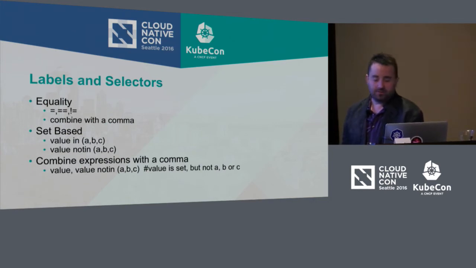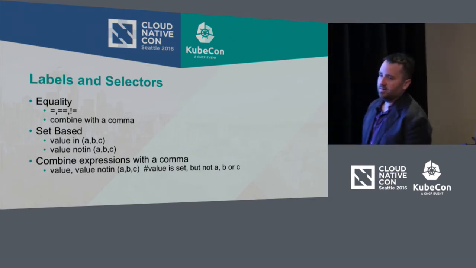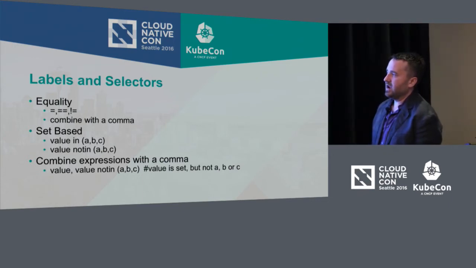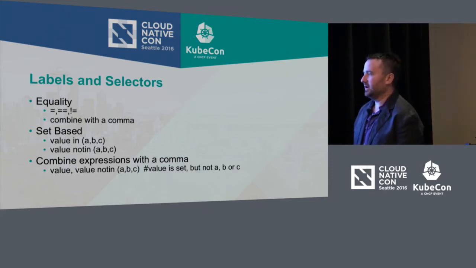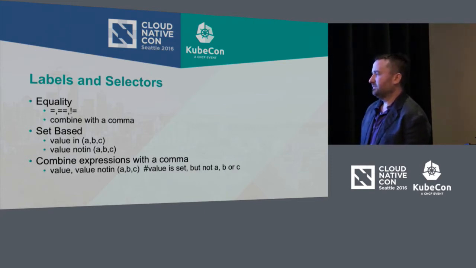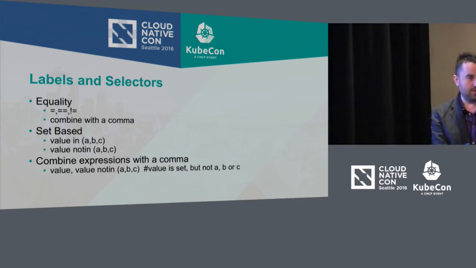So labels and selectors, some of the stuff you can do: there's equality. You can combine with the comma, so comma is basically your and. You have set-based, you can do value in a set, you can do value not in a set, and you can check if the value is set. Pretty simple stuff. You can make it as complicated as you want by anding expressions together with a comma.